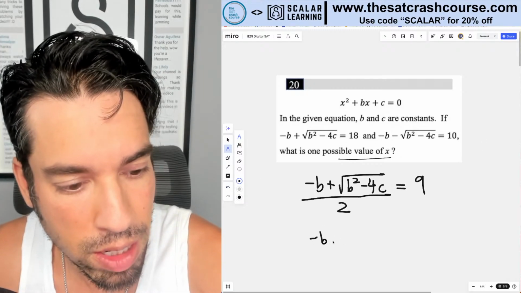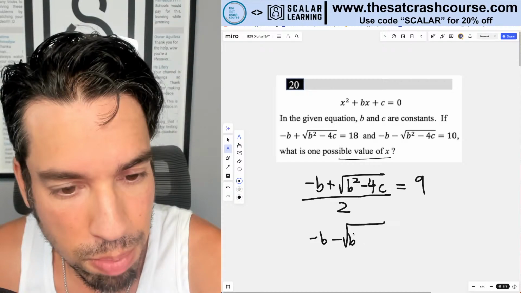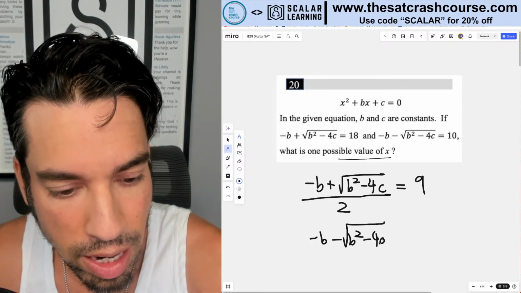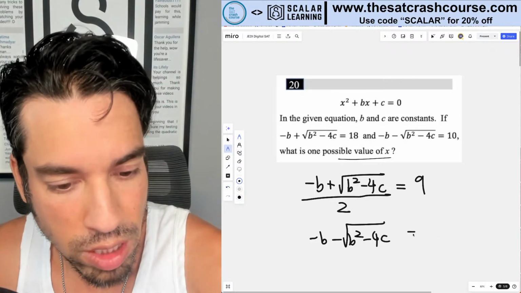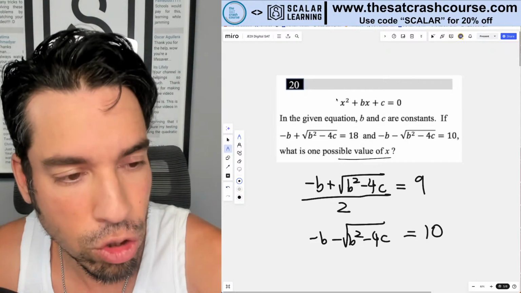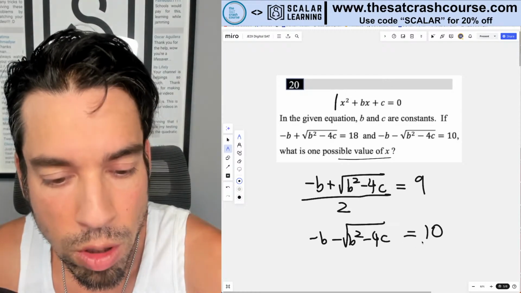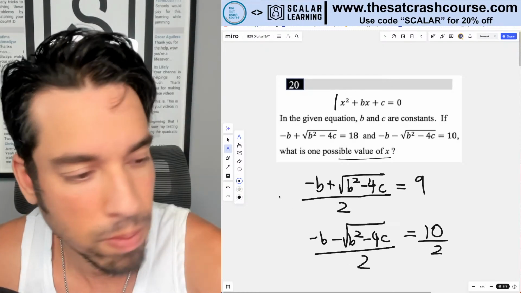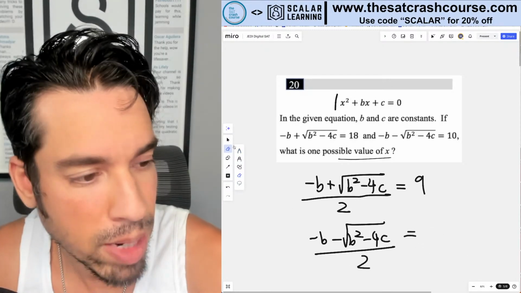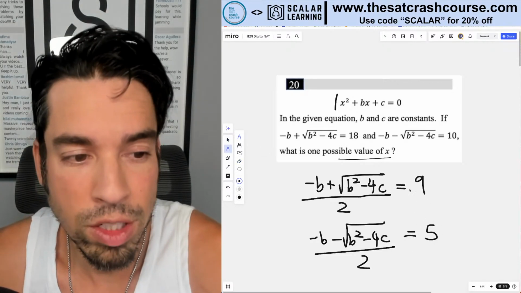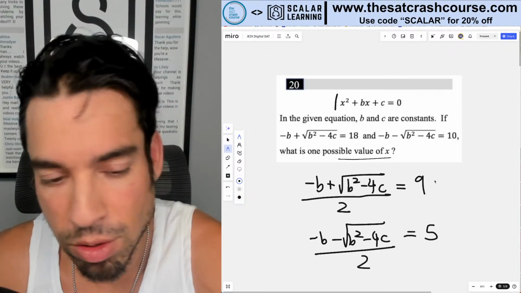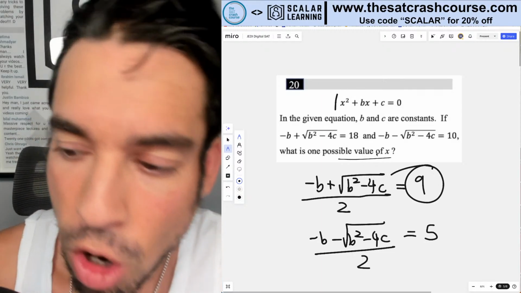So negative b minus the square root of b squared minus 4ac, a is 1, so that's just c, is equal to 10. Again, I know that 2a, because a is 1, is 2, so if I divide both sides by 2, I come back to my second solution of 5. And so either of these solutions would be legitimate. You could enter either 9 or 5, and that's how you do it. Hope that made sense, guys.